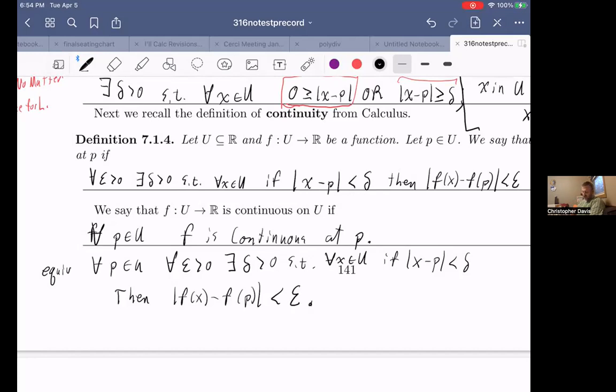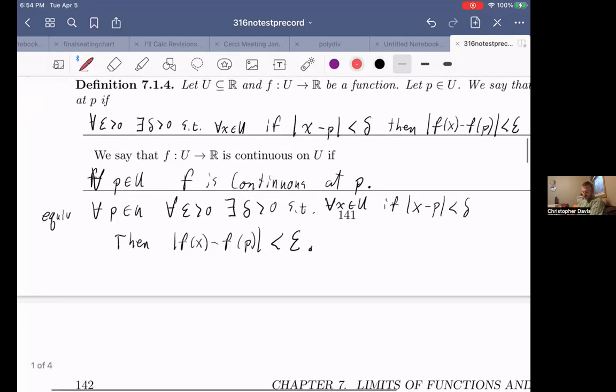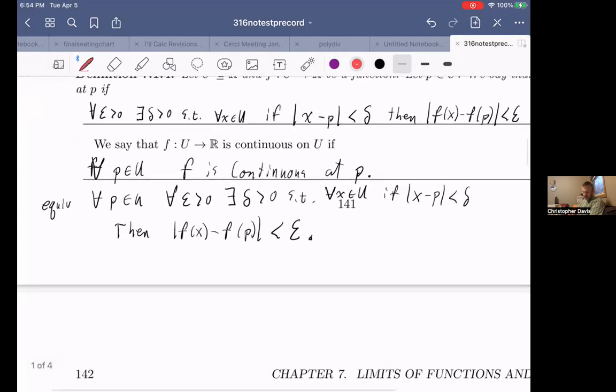So maybe I'll point this out. If you are trying to prove something is continuous, you would start with: consider any p in U. Then you would say consider any epsilon bigger than 0. Then you would say let delta equal something. And this something would be allowed to depend on the point p you choose and the positive number epsilon.